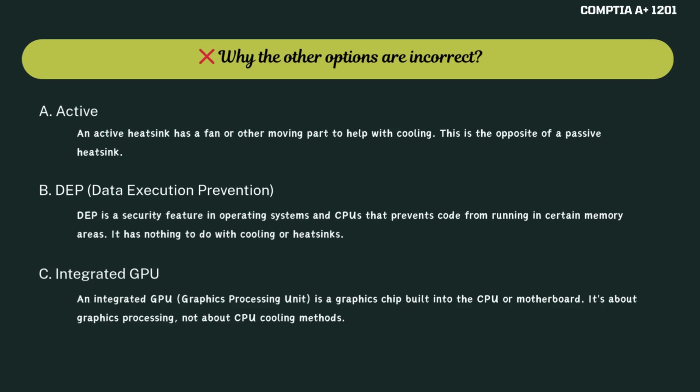C. Integrated GPU. An integrated GPU, graphics processing unit, is a graphics chip built into the CPU or motherboard. It's about graphics processing, not about CPU cooling methods.